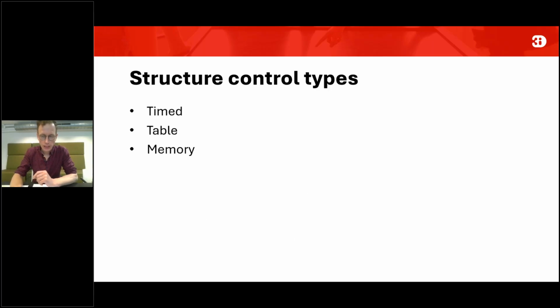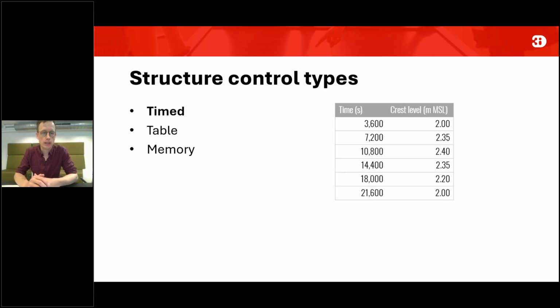And in 3DI, we have three different ways to do this: the timed control, the table control, and the memory control. The timed control is the most simple one. You specify a time in seconds since the start of the simulation, and then you specify a value. In this example, this is a time control that controls the crest level of a weir. So for each point in time, you specify which value the crest level should get.